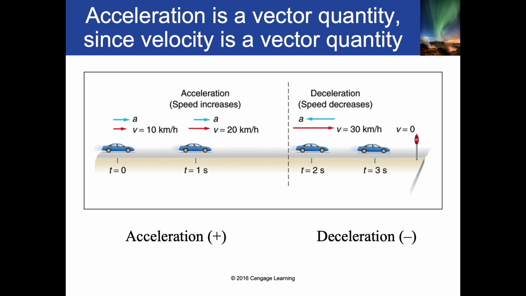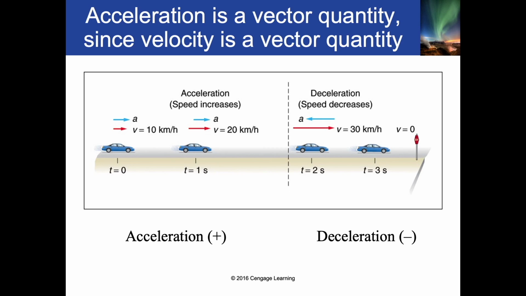Acceleration is a vector quantity, since velocity is a vector quantity, because acceleration can only happen with a velocity. So they're both vector quantities. And the only thing this is showing you is the same thing I showed you last time, where you could go forward in velocity and change your velocity going forward, or you can go backwards too.